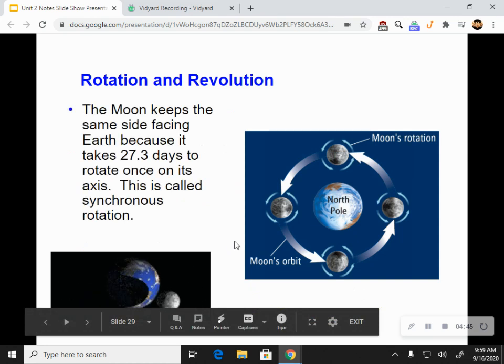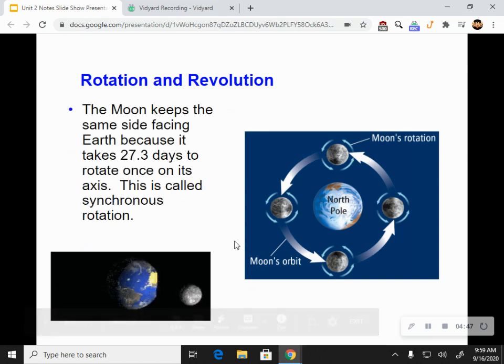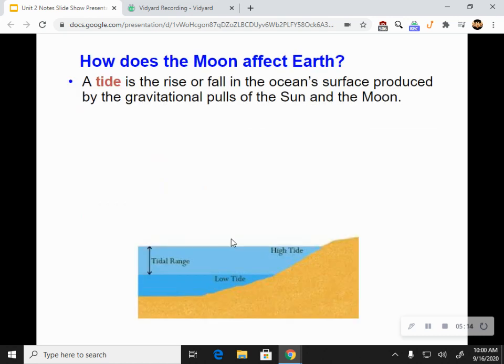The rotation: the moon keeps the same side facing the Earth because it takes 27 days to rotate once. This is called a synchronous rotation, meaning that it revolves at the same rate that it rotates. This means that we never see one side of the moon at night. We call it the dark side of the moon, even though it is receiving sunlight when we can't see it because it's on the opposite side. That's why we call it a new moon.